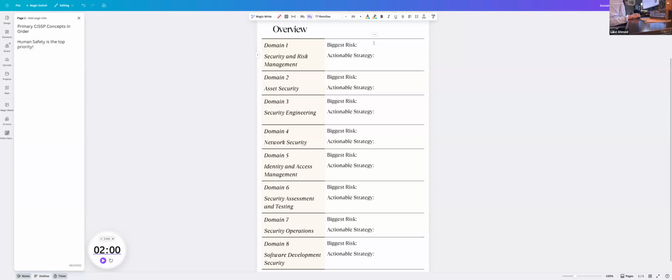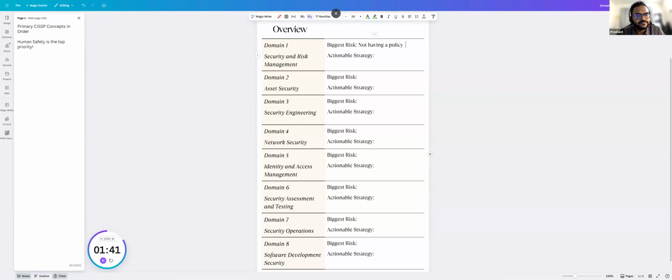The biggest risk to domain 1 is what happens in domain 1. Let me start my 2-minute timer just so I know. For domain 1, we're going to say the biggest risk is indecision by senior management. Senior management has to be decisive. They must provide direction. So the biggest risk in domain 1 is not having a policy. That is the biggest risk to domain 1.